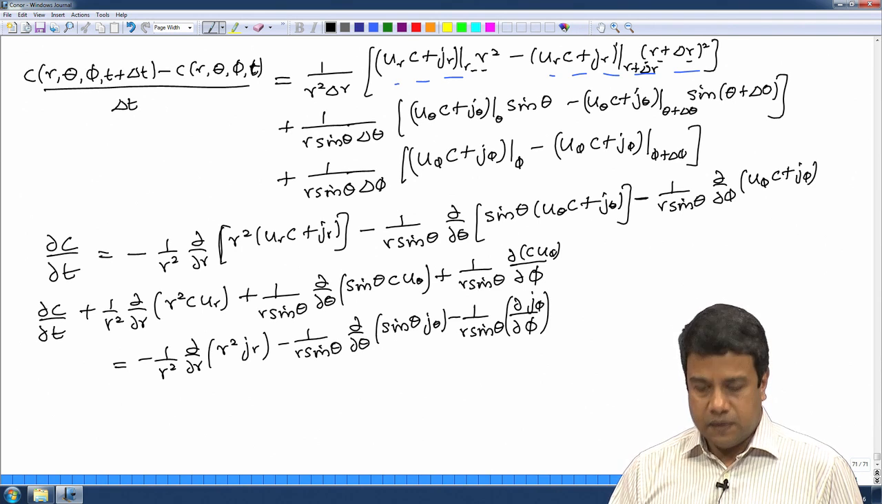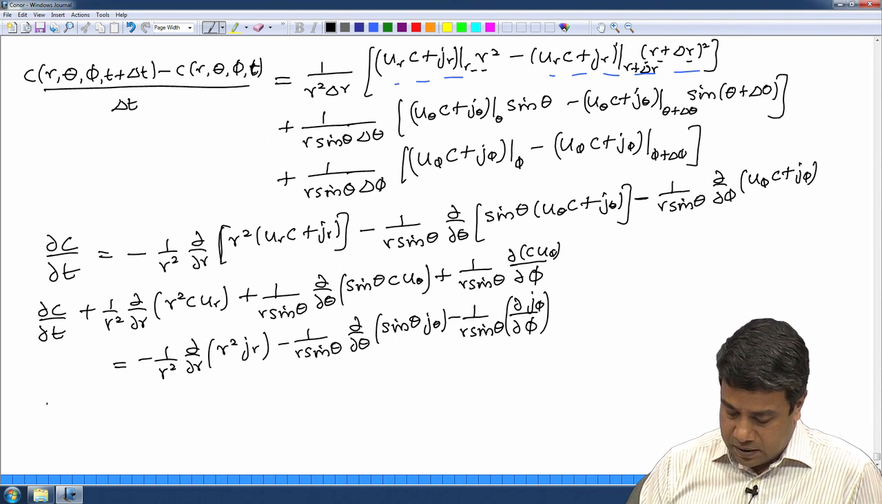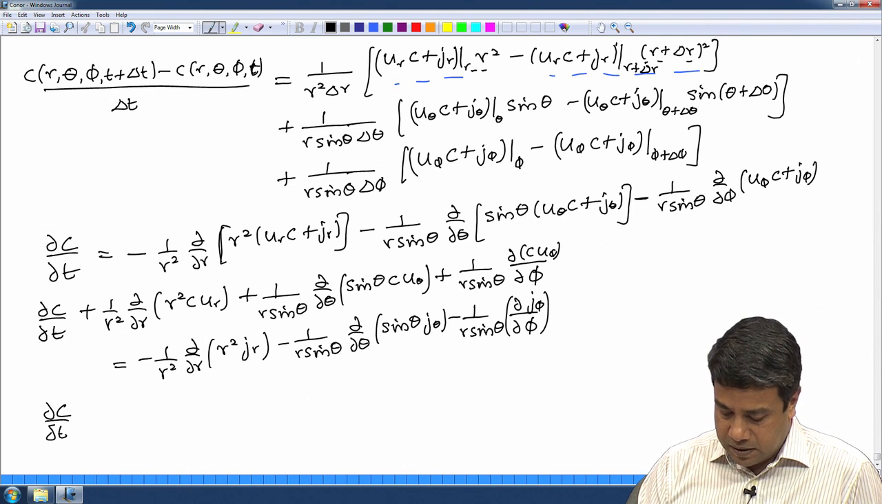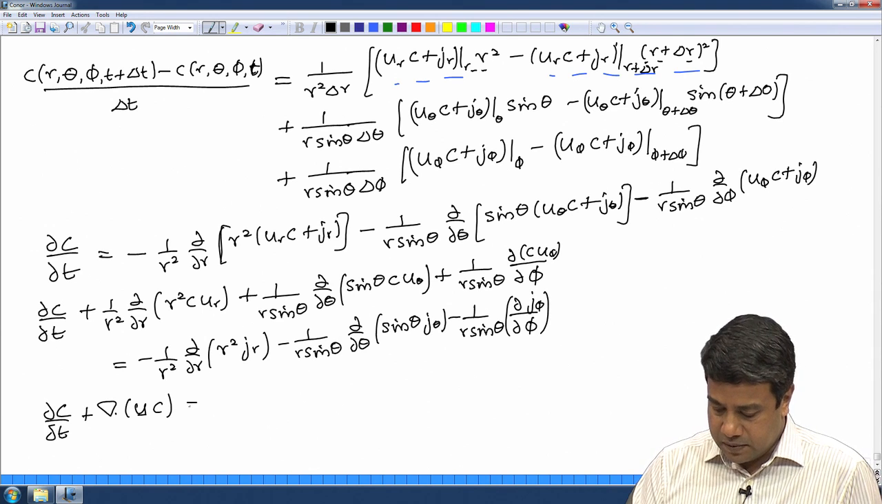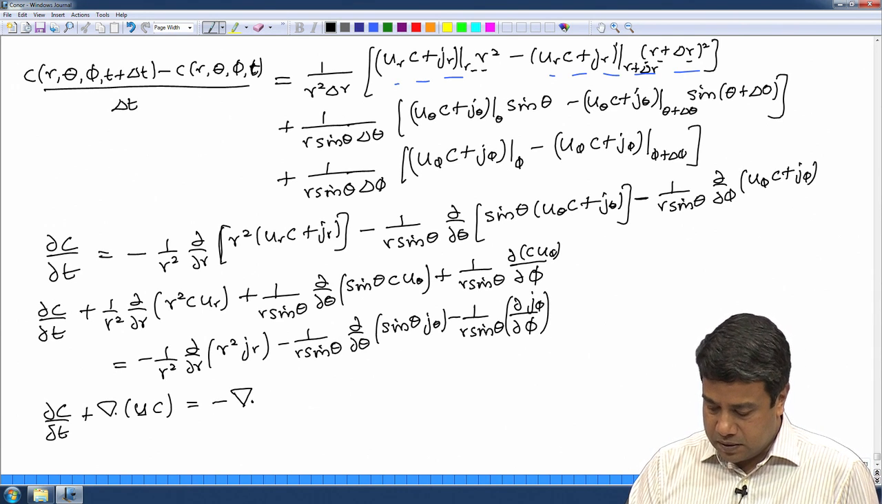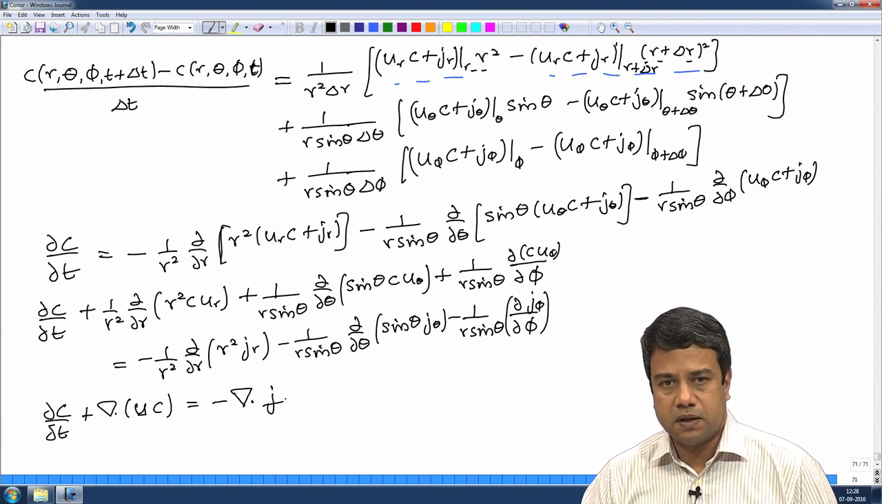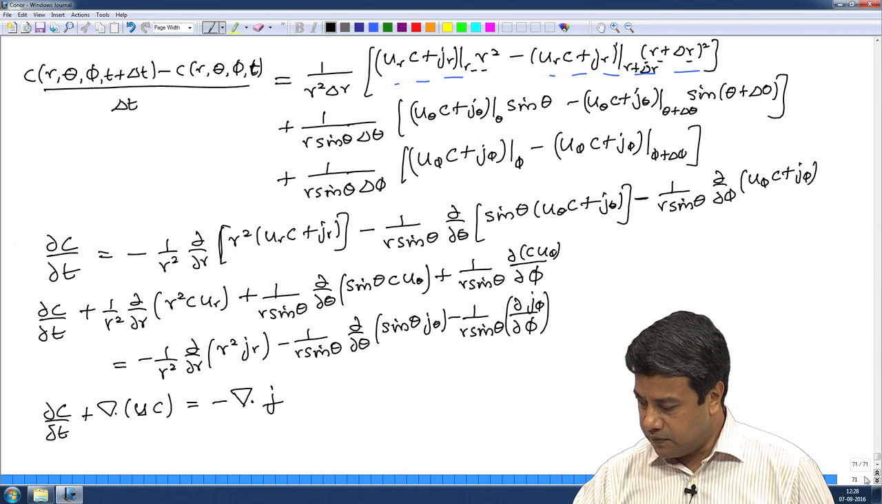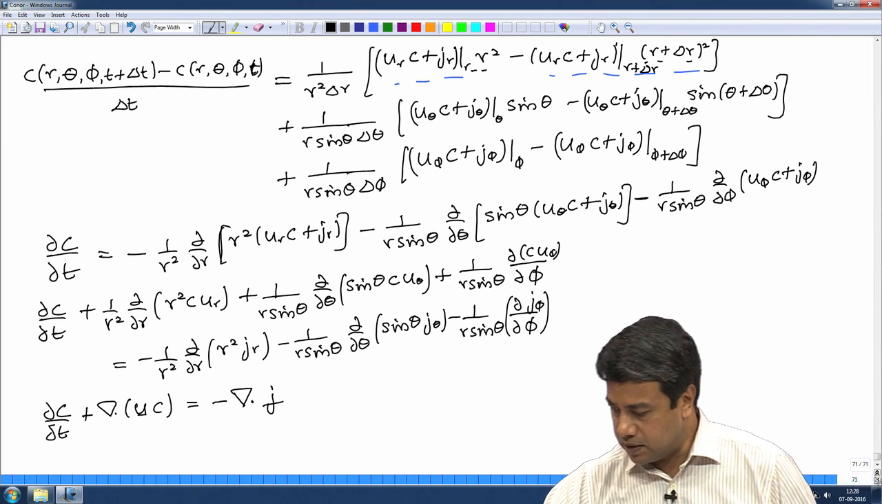If you recall, we had written this same equation in vector notation as partial c by partial t plus del dot u c is equal to minus del dot j. Okay. This equation has the same form as the concentration equation in Cartesian coordinates.